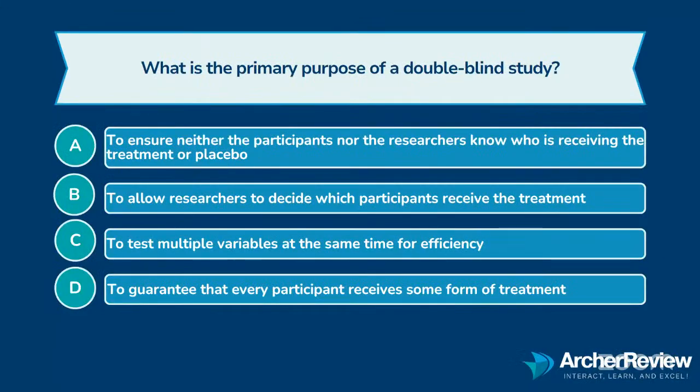All right, what is the primary purpose of a double-blind study? To ensure neither the participants nor the researchers know who is receiving the treatment or placebo; to allow researchers to decide which participants receive the treatment; to test multiple variables at the same time of day for efficiency; to guarantee that every participant receives some form of treatment.